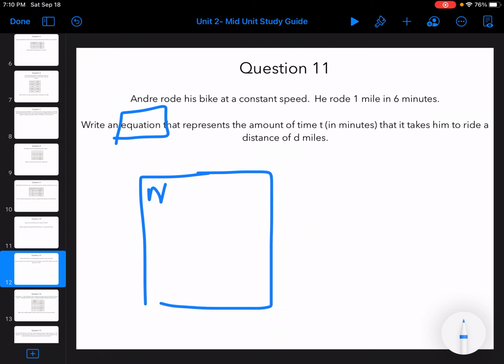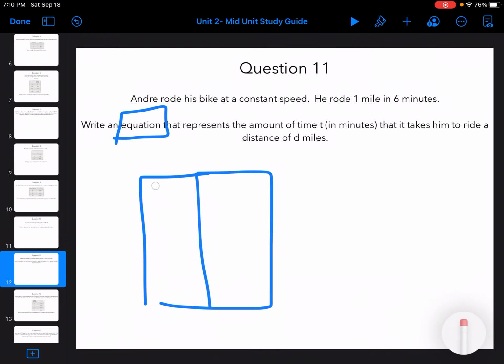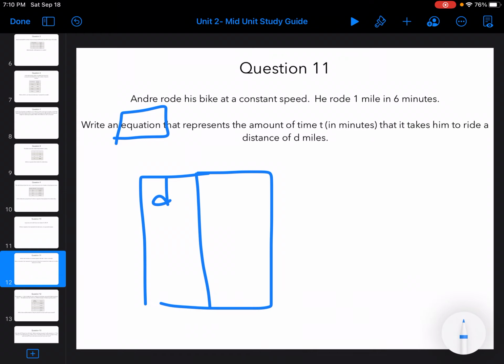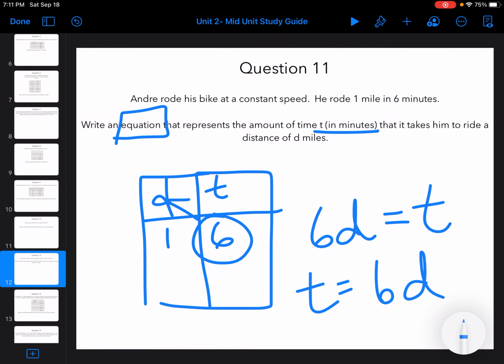I have my miles. And they want distance, so I should put a D here. And my time, which is my number of minutes. So he went 1 mile in 6 minutes. Well, they've already given me the constant of proportionality. They told me how much it was for 1. So 6 times the distance equals the time. Or I could say T equals 6D. Either of those would have worked.